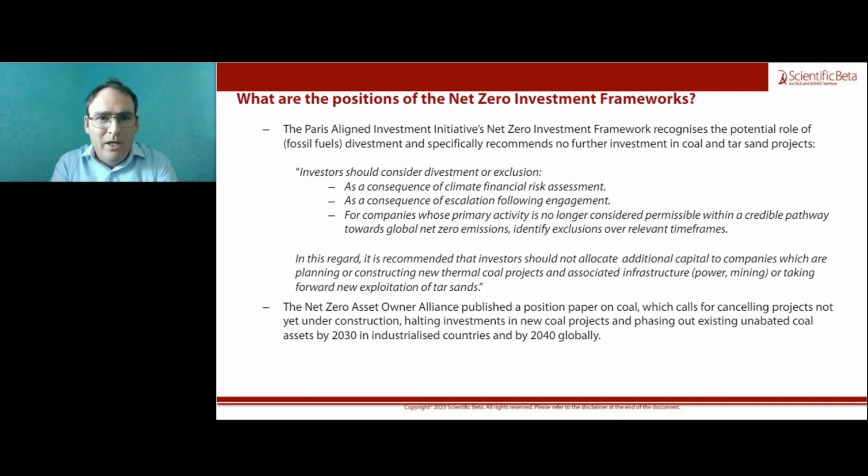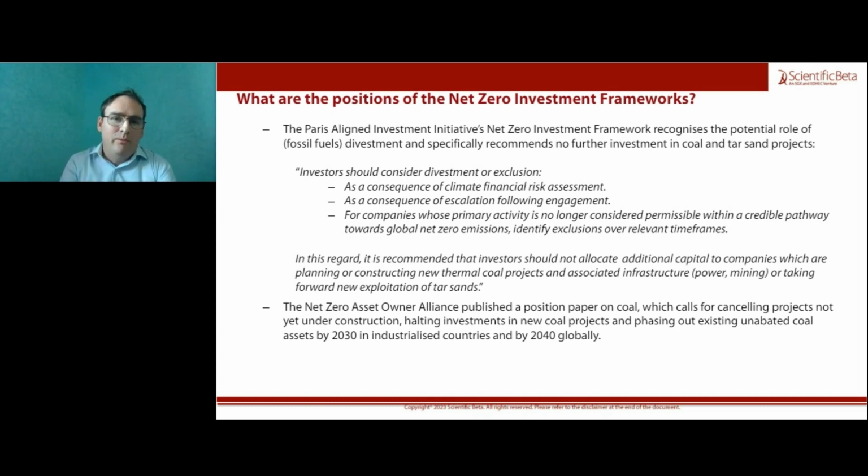So there are 2 well-known net zero investment frameworks, which both grapple with this question of fossil fuel divestment. If you take the Paris Aligned Investment Initiative net zero investment framework, they basically give 3 reasons for divestment. One is divesting from an activity that is incompatible with any type of credible net zero pathway. This would, for example, be coal exclusions, because coal is incompatible with a net zero pathway. We saw that by 2050 we need to get rid of 95% of coal usage. That is a good reason for divesting.